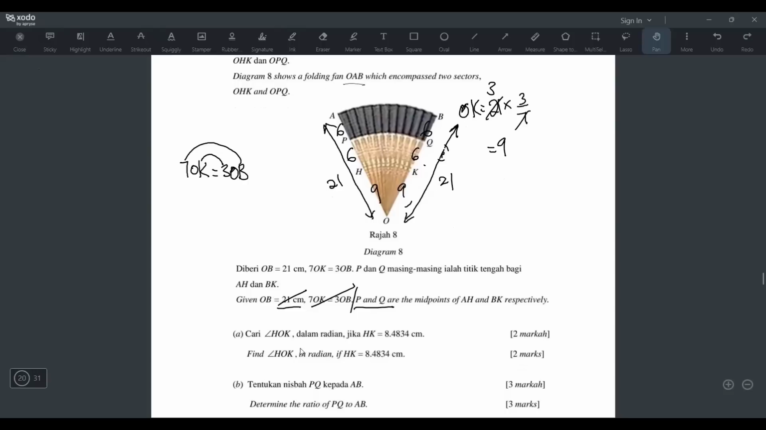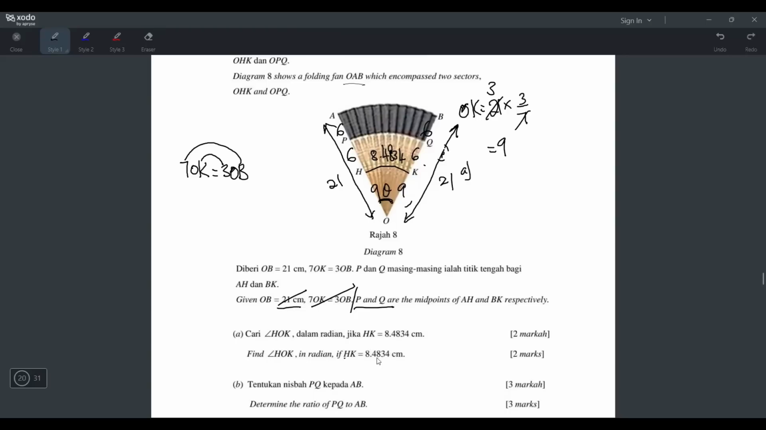Now we can do A. They want us to find angle HOK. Angle HOK, where is that? HOK, I think it's this one, right? So find this angle in radian. If HK is 8.4834, where's HK? Okay, HK is the arc, right? So this is 8.4834. Okay, so now I will do my part A here lah. Okay, angle HOK in radian.